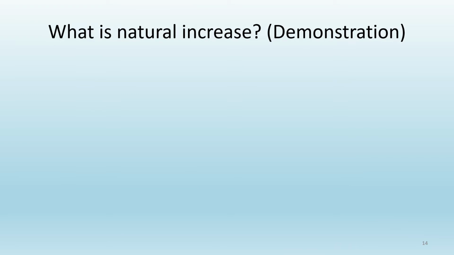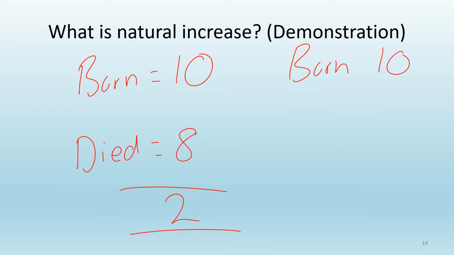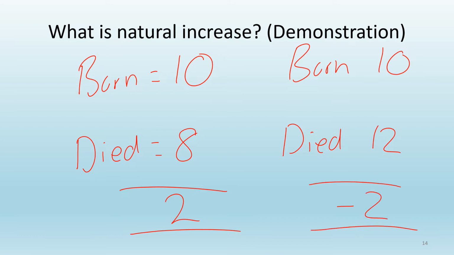What is natural increase? If we take the number of people born in a day, imagine if that was 10, and imagine then if the number of people that died during a day was 8, the natural increase there would be 2. Whereas, if the number of people who were born was 10, and the amount of people that died in a day was 12, the natural decrease there would be a decrease of -2.